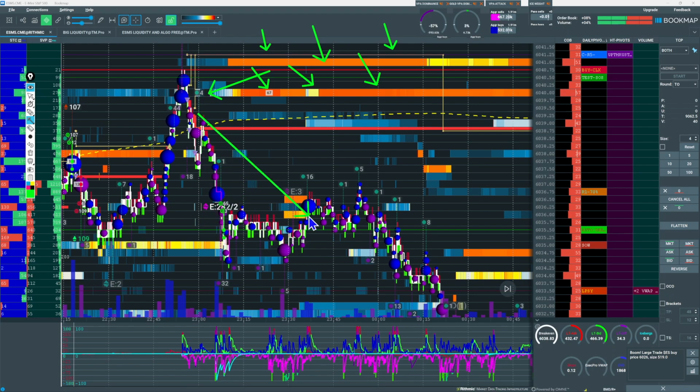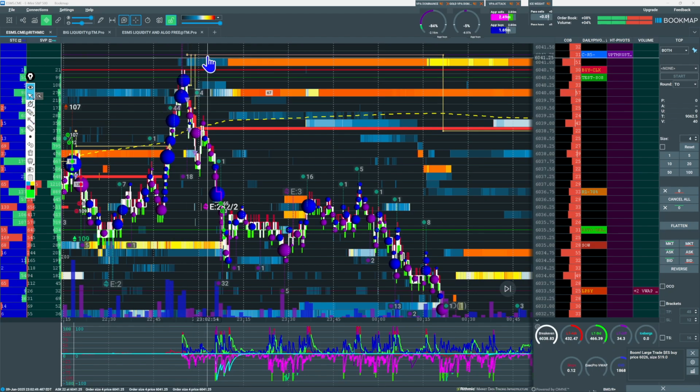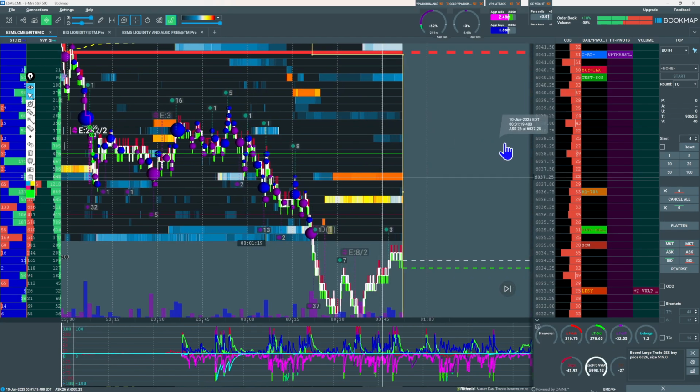We start to consolidate. We get some buyers attempting to take it back up. They failed. Sellers come back, automatic reaction, buying exhaustion. See how small those bubbles are? We have buy stops coming out, and then we start moving down again. And my stop for this trade was at 60.4125. So let's see, going down.